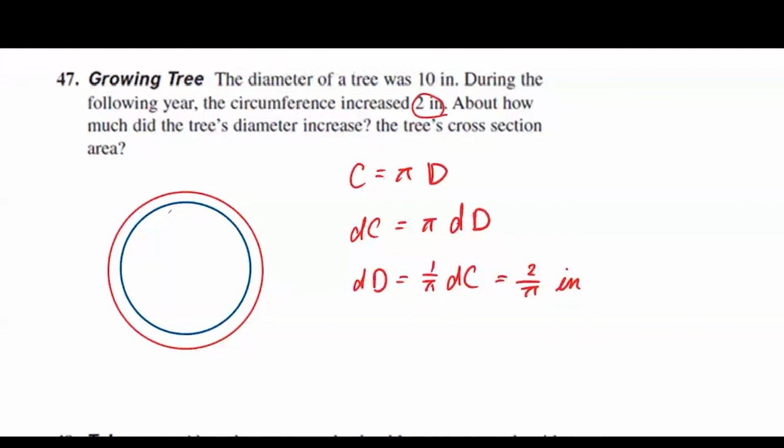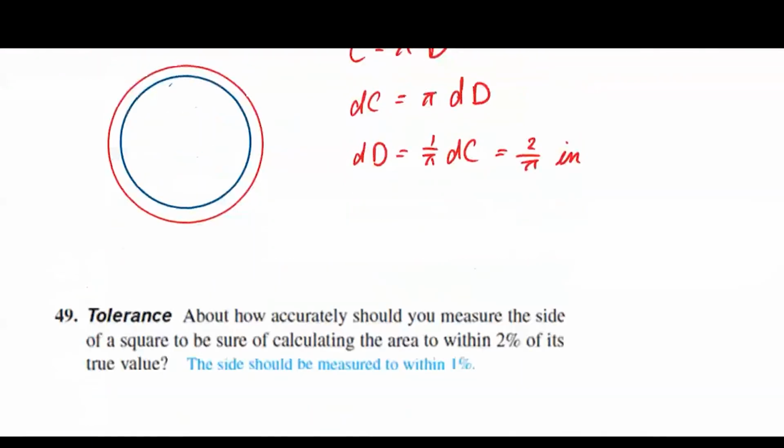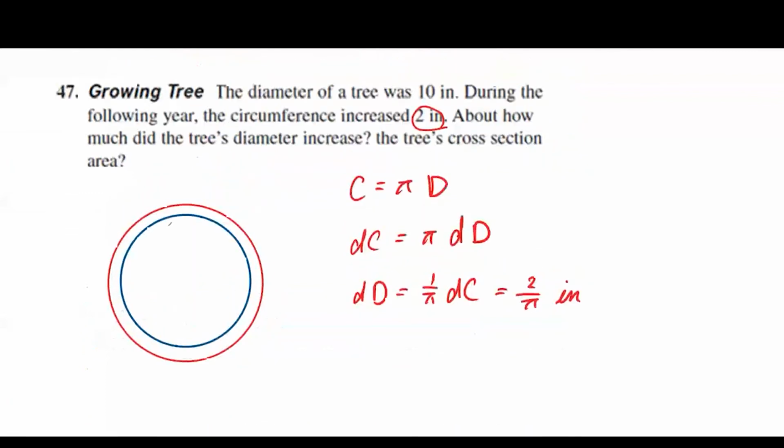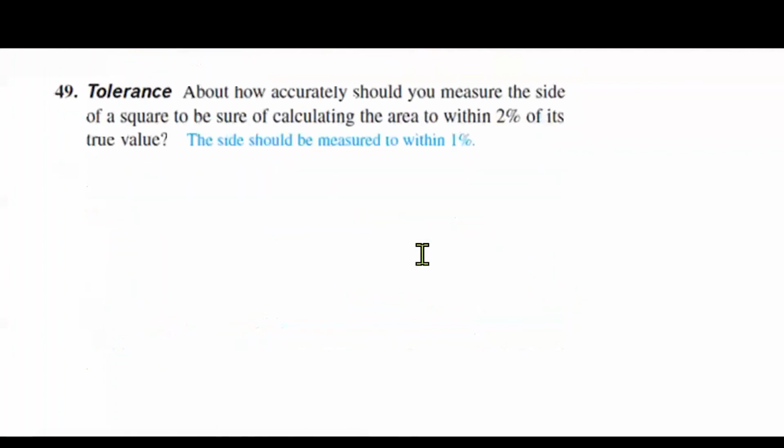Okay, 49. We could really, I mean, you're saying, why are we doing this when we can calculate the diameter difference, right? But no, we are just practicing using differentials here, okay? Side of the square now to calculate the area within 2%.